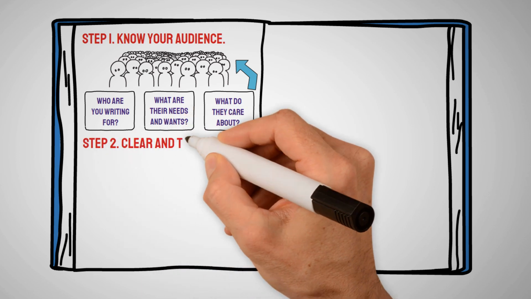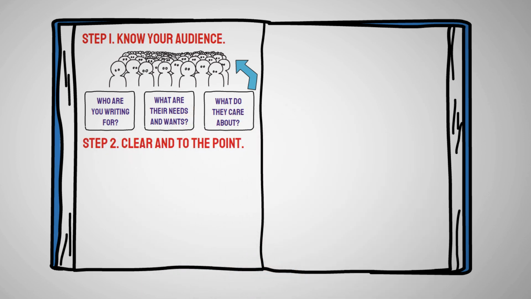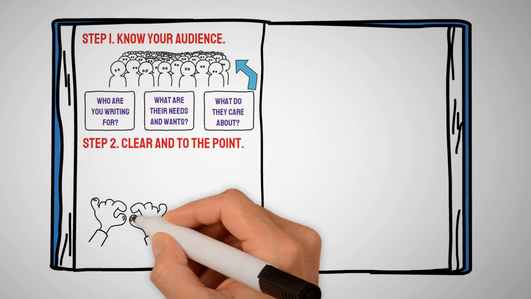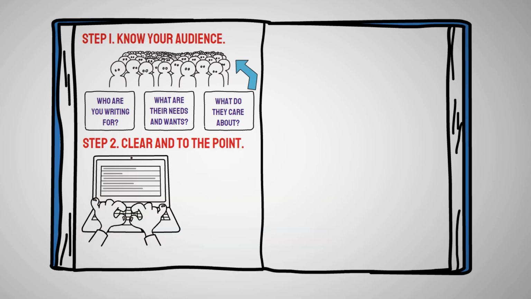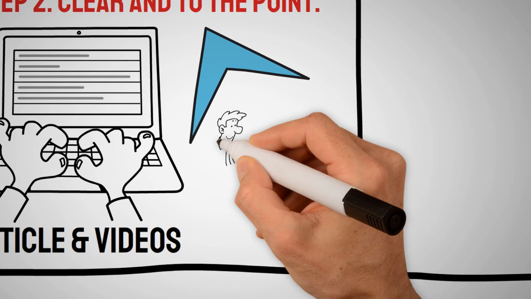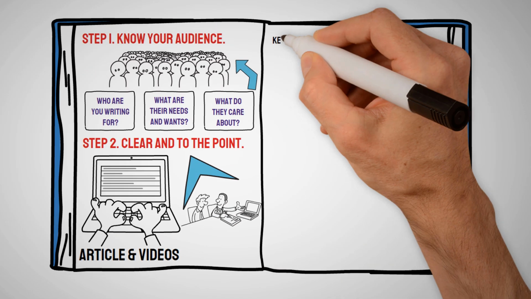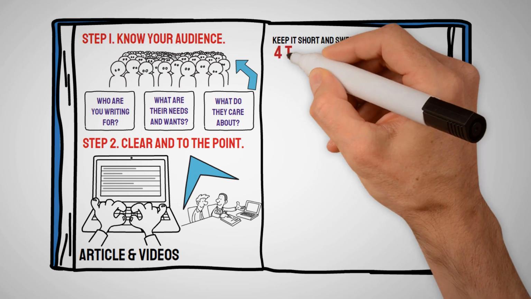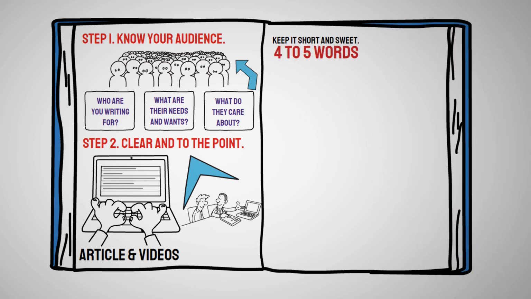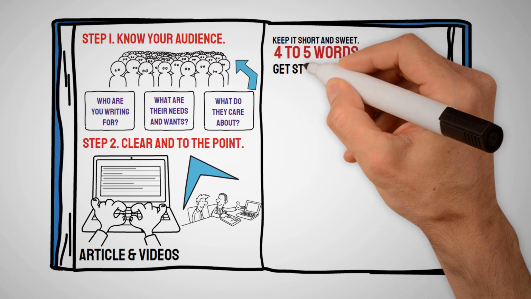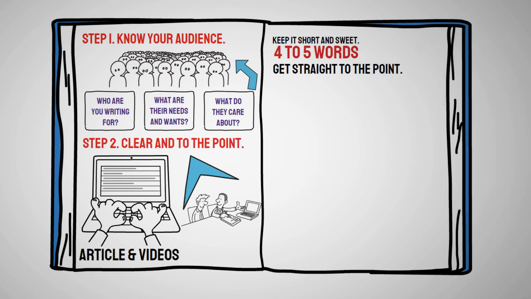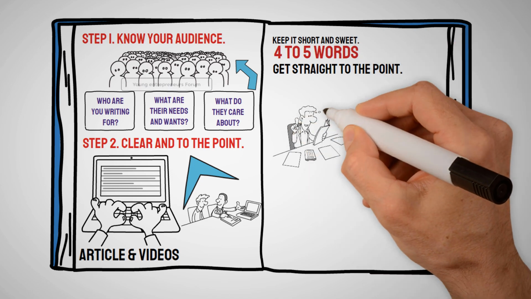Step 2. Write a headline that's clear and to the point. The headline is one of the most important parts of your article. It's what draws readers in and tells them what your article is about. A good headline is clear and to the point, telling readers exactly what they can expect to learn from your article. Keep it short and sweet. A headline should be no more than a few words long. Get straight to the point. Tell readers exactly what they can expect to learn from your article.